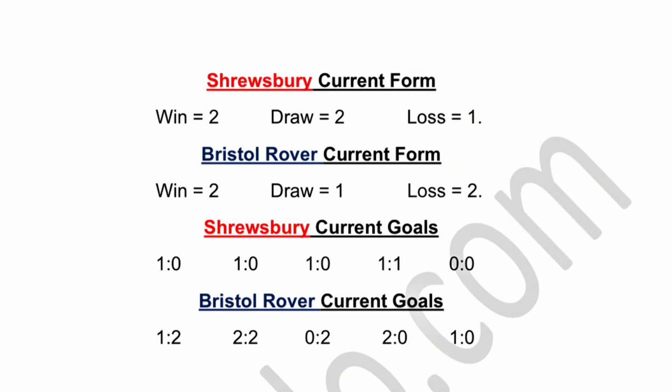Now Strawberry current form, win is 2, draw is 2, lose is 1. Bristol Rovers current form, win is 2, draw is 1, lose is 2. Now Strawberry current goals 1-1, 1-0, 1-0, 1-0, 1-1, 0-0. Bristol Rovers current goals 1-2, 2-2, 0-2, 2-0, 0-0. This above correlation shows that Strawberry is not in scoring form, they are playing defensive game in order not to lose home match. Strawberry did not want to lose home match. That is the reason why Strawberry will be the team to win this particular match they want to play.